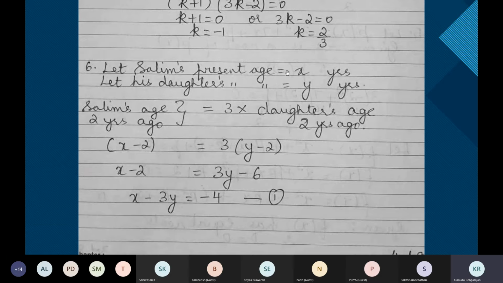Now substitute. This is Salim's present age. So what would have been his age 2 years ago? x minus 2. Daughter's age 2 years ago, y minus 2. 3 times, 3 into. That's it. So this is the equation. Open the bracket, simplify. And here you have x minus 3y is equal to minus 4. Please write down in case you have not got it.